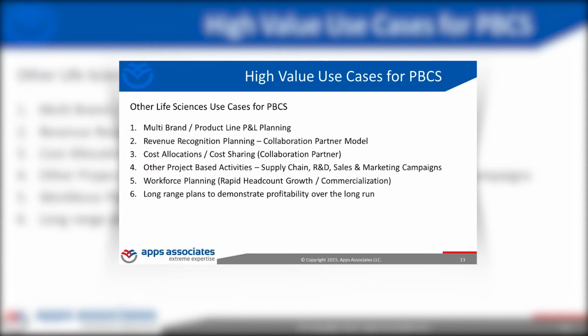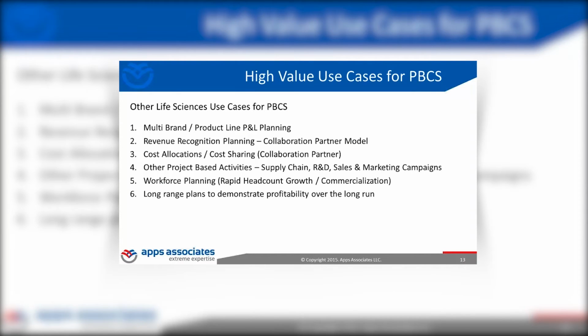We have just a couple more minutes here, but briefly, here's a quick hit list of other ideas for life science financial planning. Sooner or later, most life science companies get into multiple brand, multiple product line planning. That could be a full P&L, or it could be at a high level where you're doing just gross margins. Being able to do that on a product basis is easy with a tool like PBCS. You can have a dimension for your product, and then you can slice and dice that.